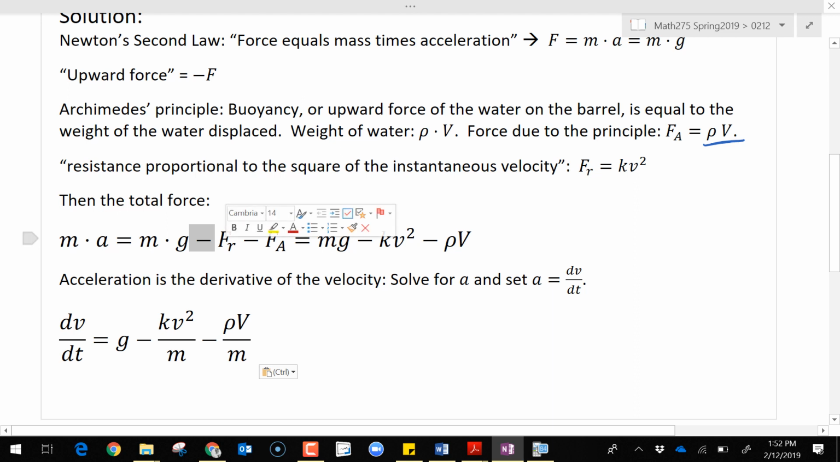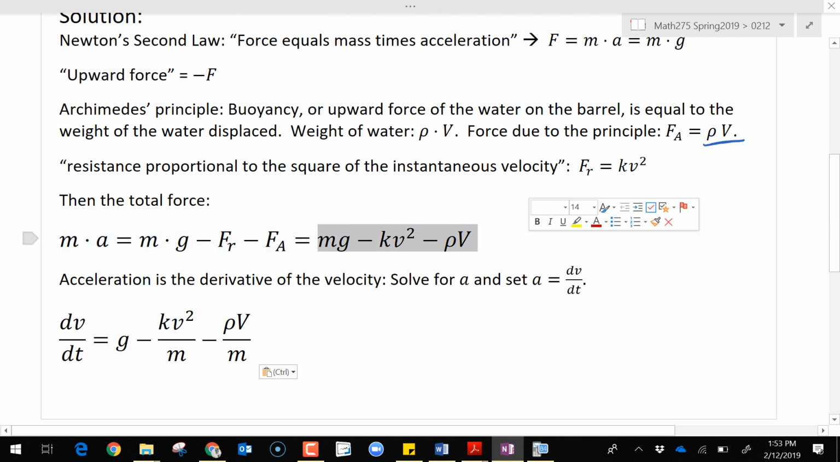And Archimedes' principle, the buoyant force, an upward force, gets added on to the regular mass times acceleration. By added on, because it's going upward, you're actually subtracting. So your total force is equal to mass times acceleration, and then we add on the buoyant force and the resistance force.